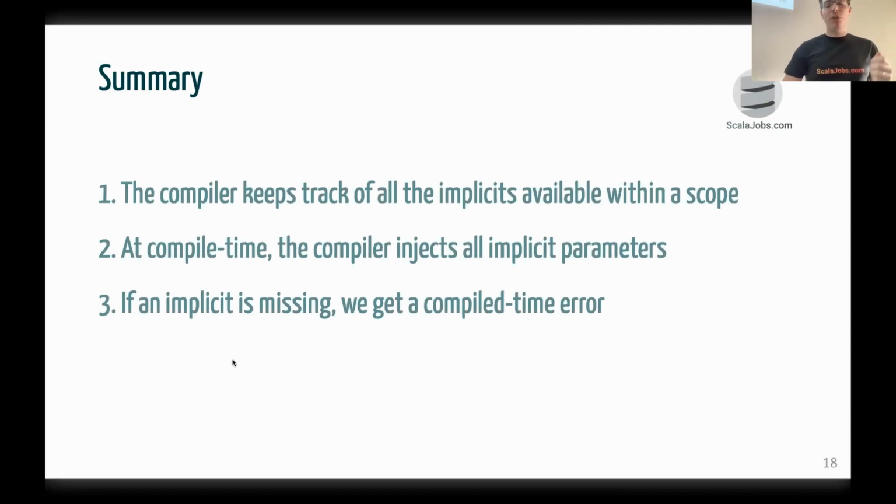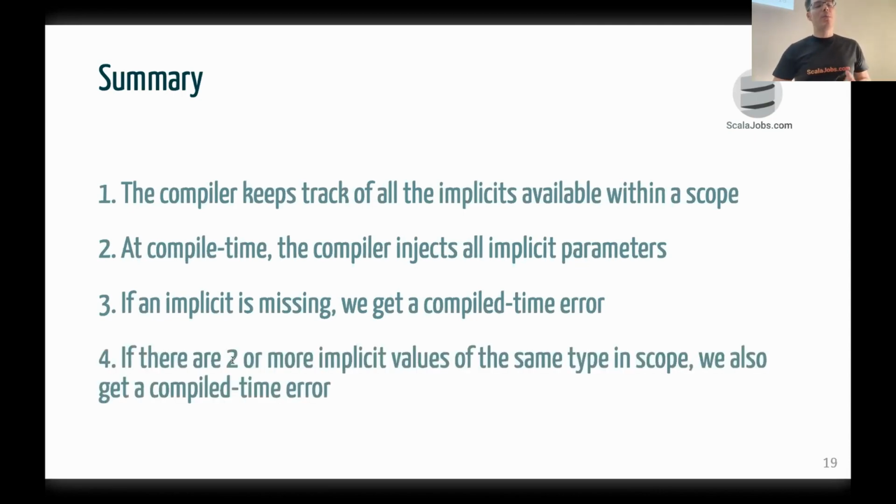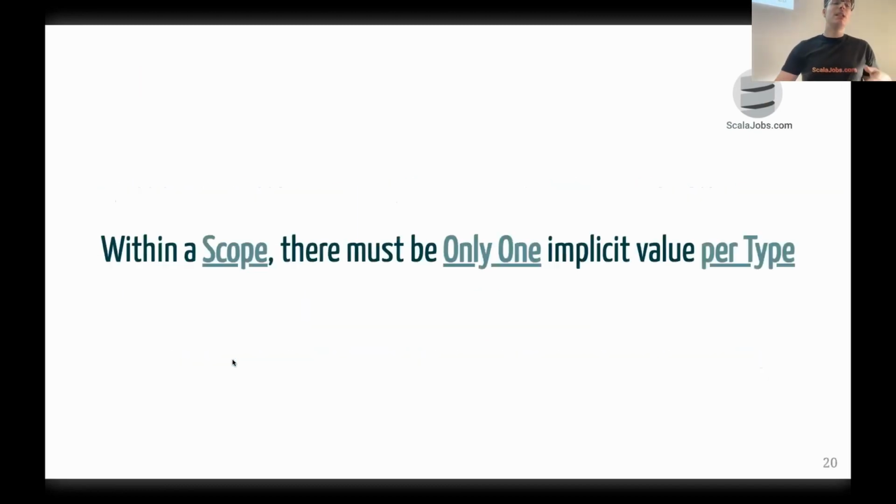There is actually a second error scenario: if we have two or more implicits with the same type available, then the compiler will produce a different error that says ambiguous implicit error. And it makes sense, because the compiler needs to inject the value for us, and if it has two or more values, it just doesn't know which one to choose. It has to be automatic, so it must be unique. So this leads to the rule about implicits: within a scope, there must be only one implicit value per type. That's very important.